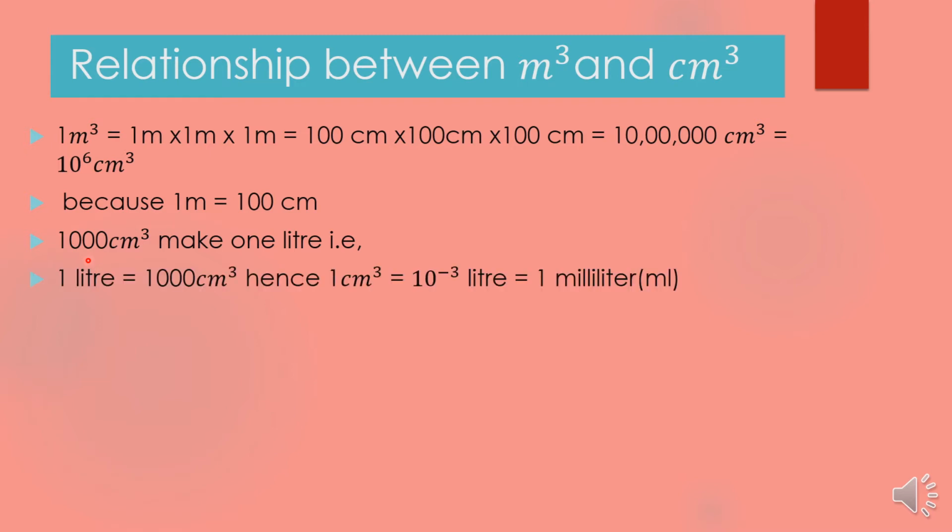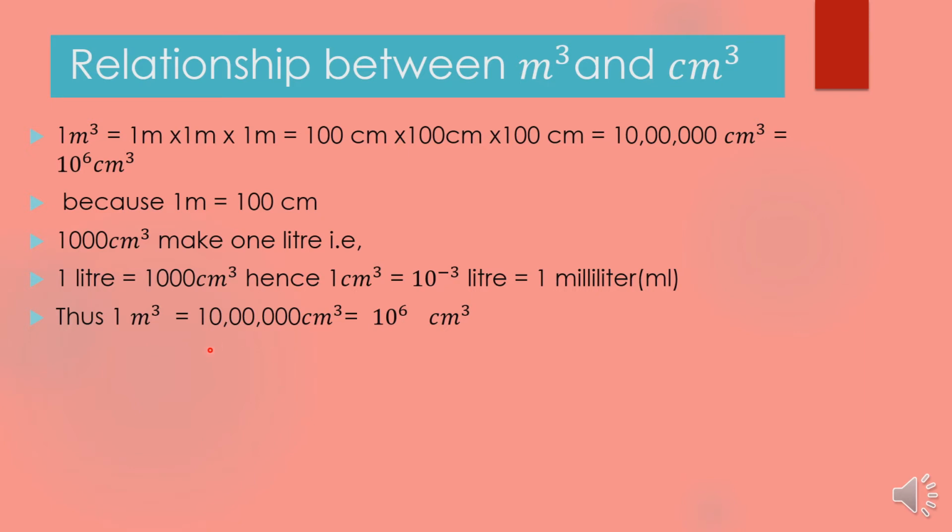So when 1 liter is equal to 1000 centimeter cube, it can be represented like this. If we need to find out 1 centimeter cube, it will be 1 upon 1000 liter. That is what is written, 10 raised to the power minus 3 liter. It means 1 is divided by 1000. And 1 upon 1000 liter is equal to 1 milliliter. Okay, children? So here is the relationship.